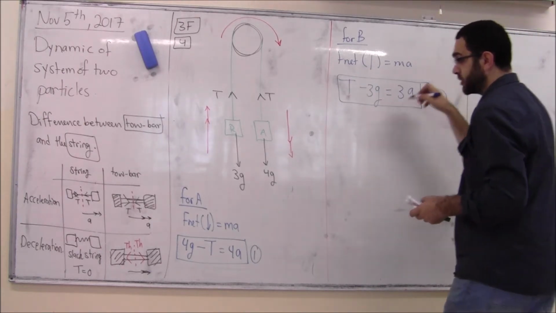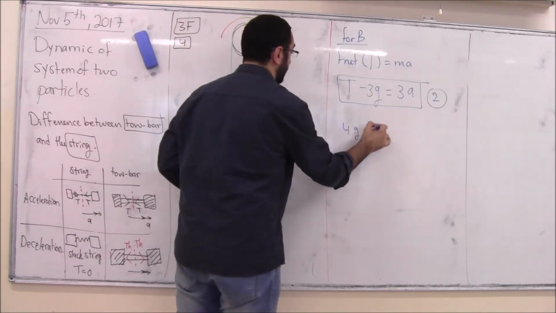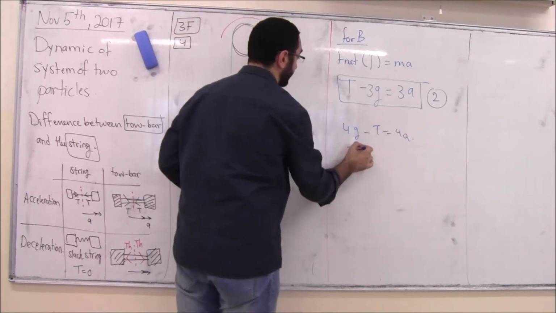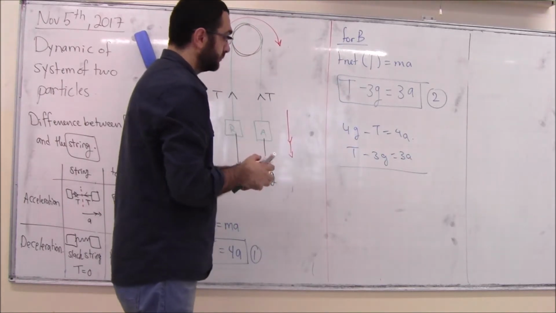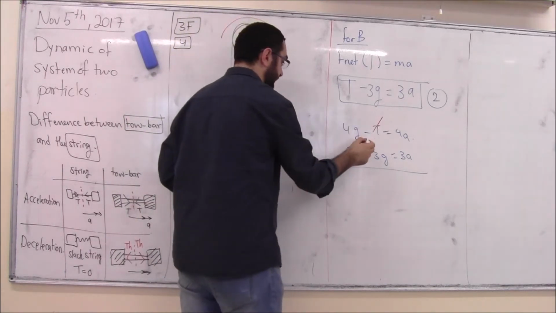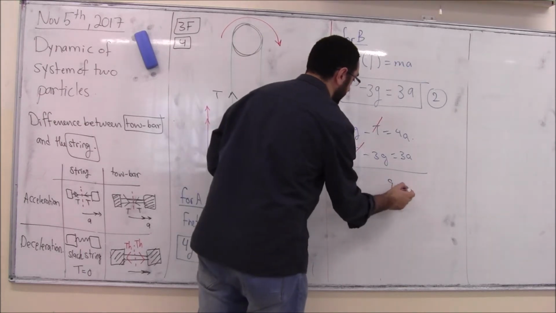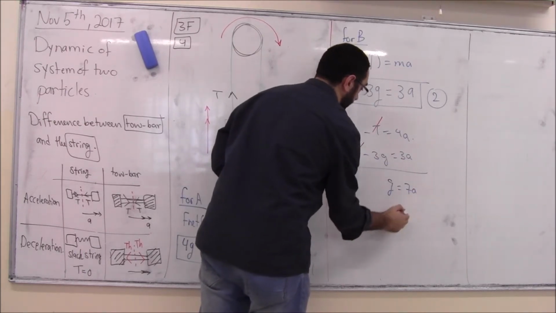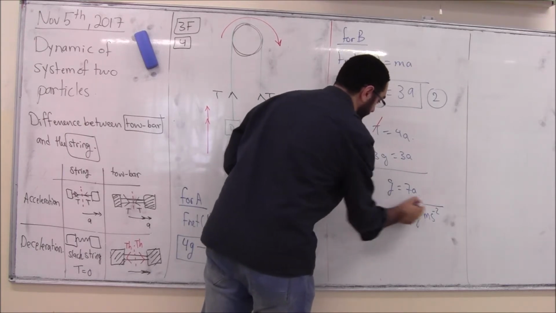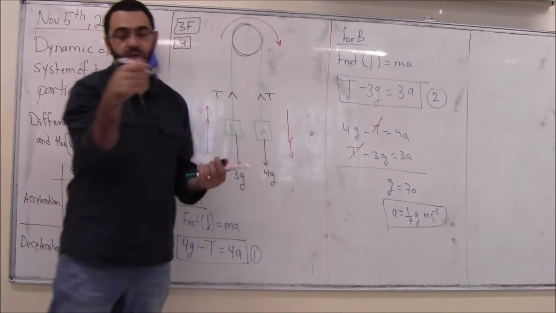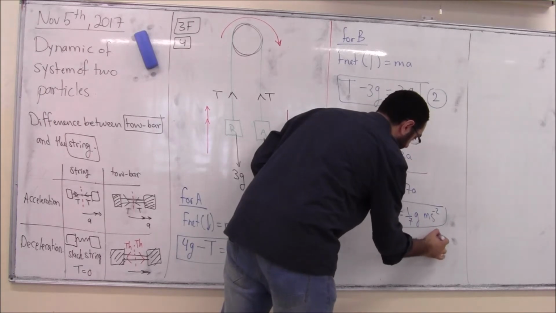Now by doing the algebra, solving the 2 equations simultaneously, it's easy now. 4G minus T equals 4A, T minus 3G equals 3A. The tensions cancel out each other, right? A equals 4G minus 3G over 7, so 7A equals G. So A equals 1 over 7 G meters per second squared, or you may find it as 1.4 meters per second squared.